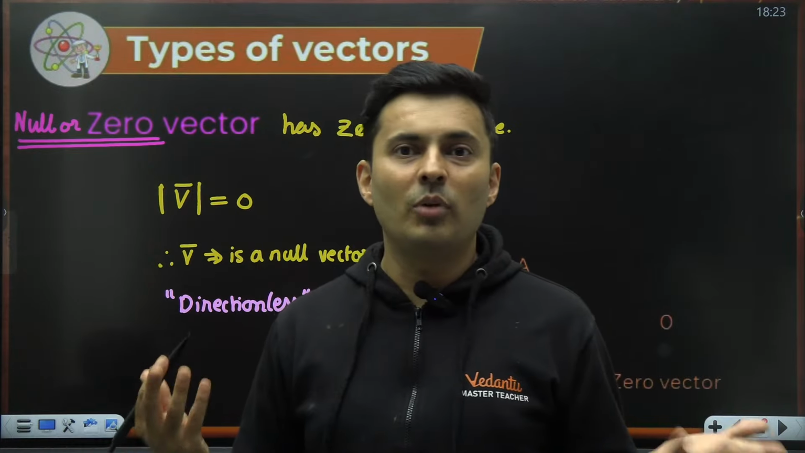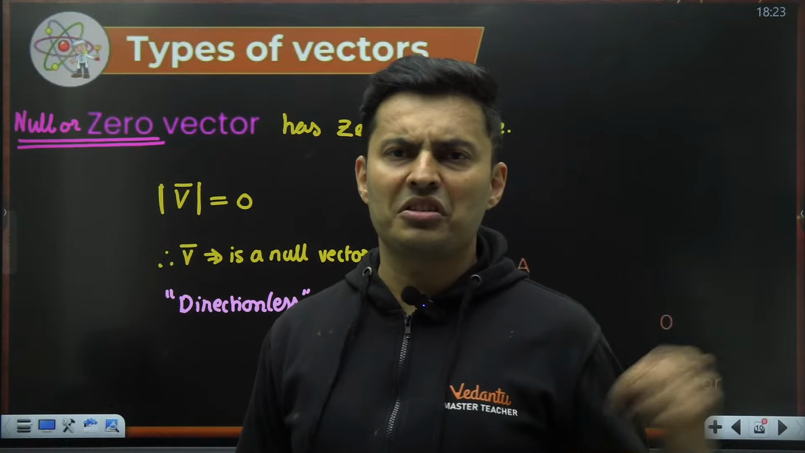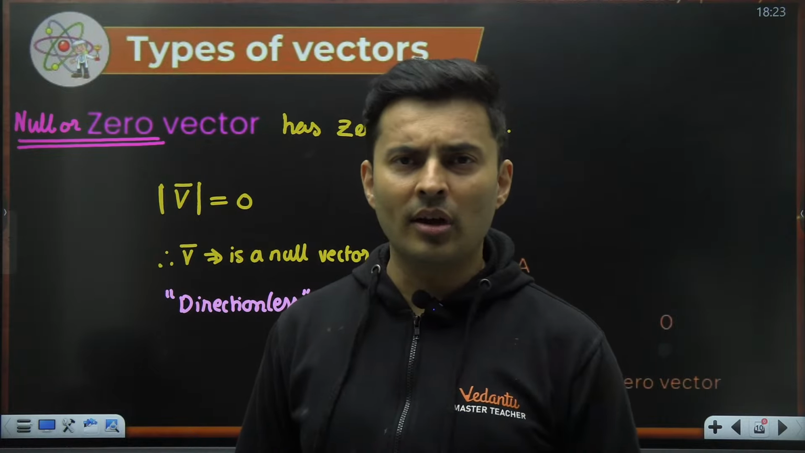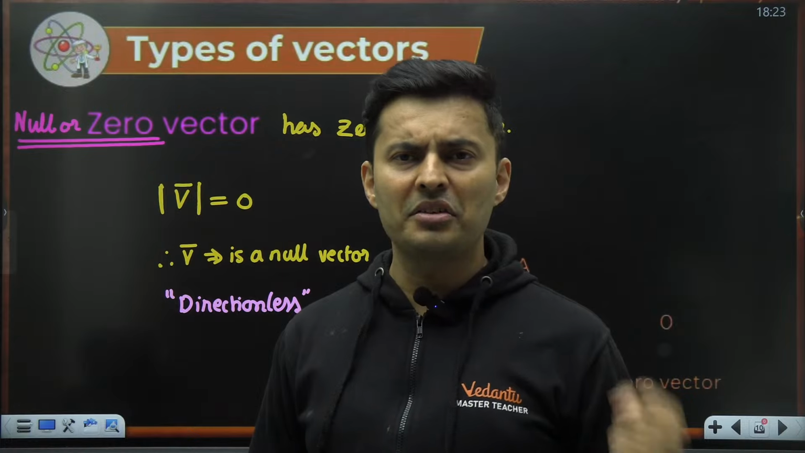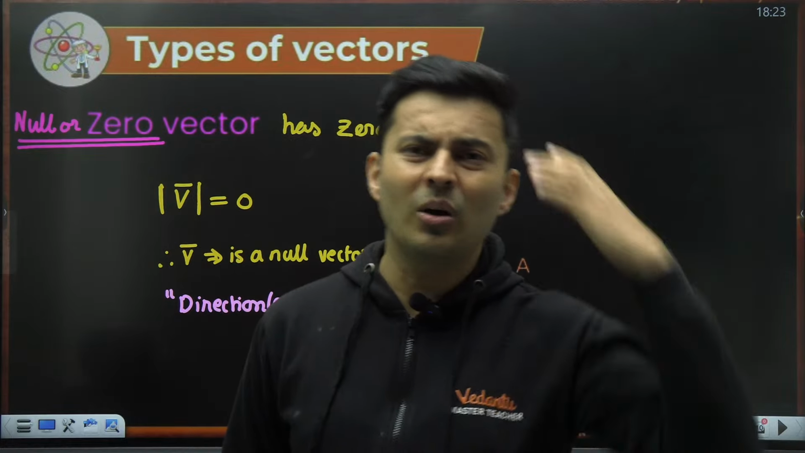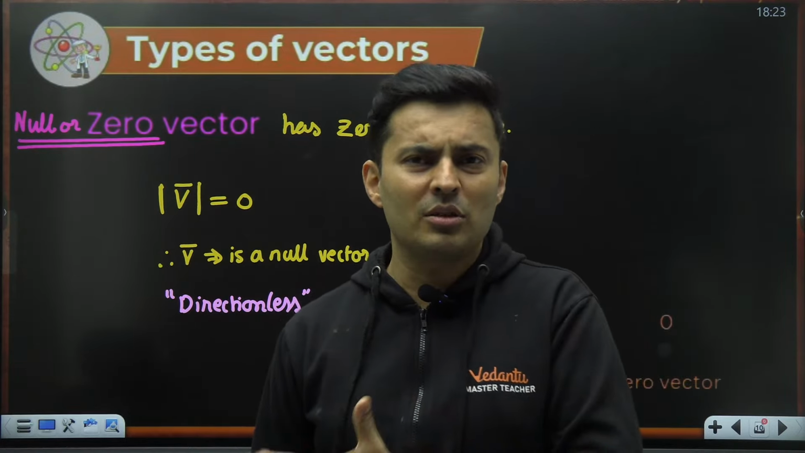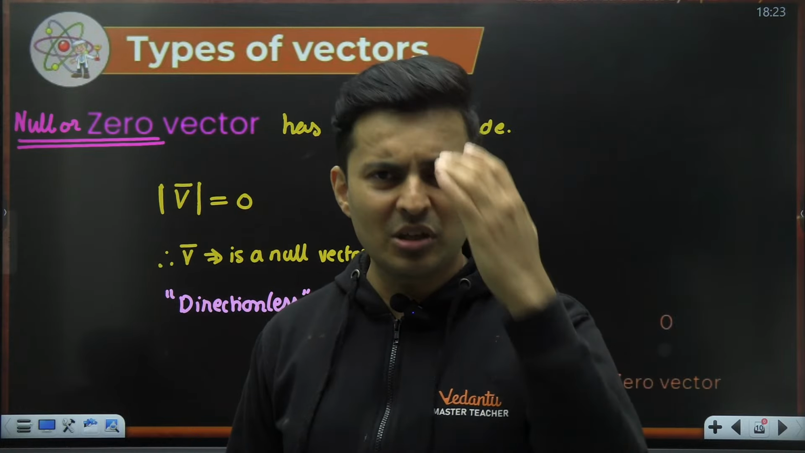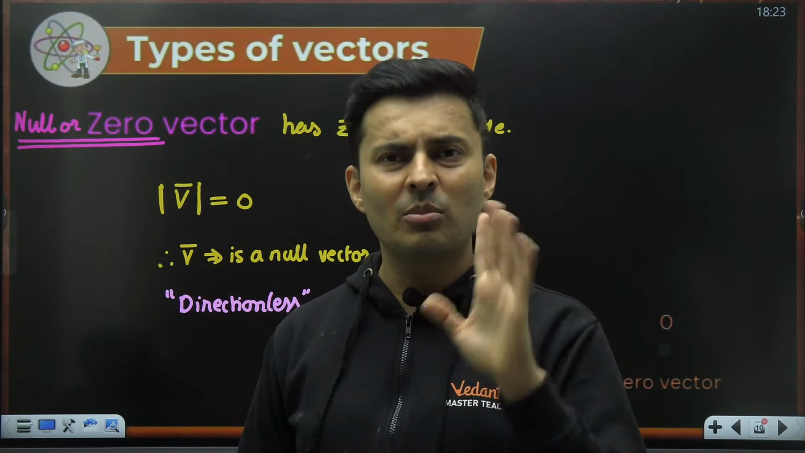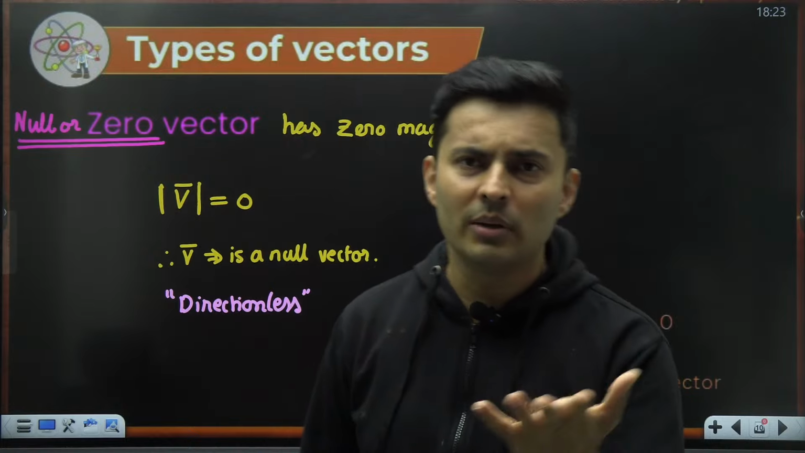I mean, what is the point of telling my speed is 0 kilometers per hour in the north direction? What's the point? My speed is 0 kilometers per hour in the east direction. How does it matter? We don't argue with such fools. We just say, hey man, you are lost. When your speed is 0, why are you telling me the direction? Just keep quiet. Don't tell me the direction because you're not even moving.